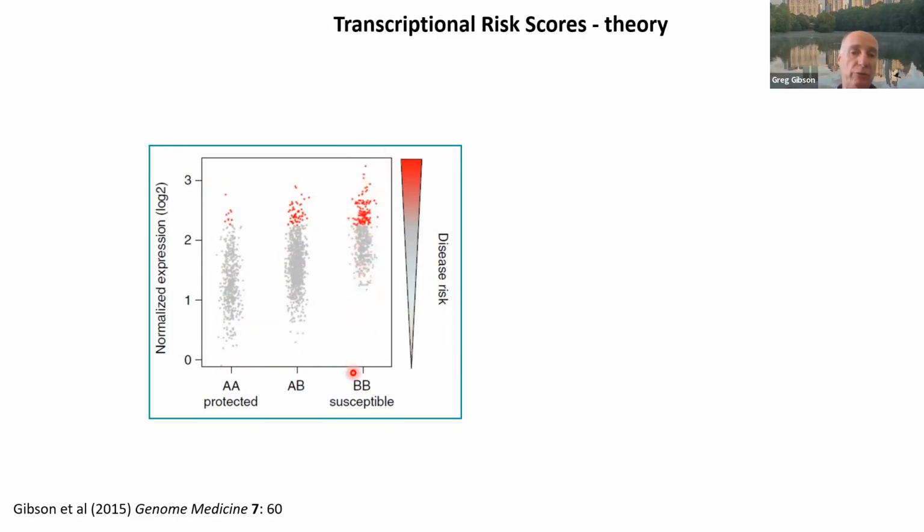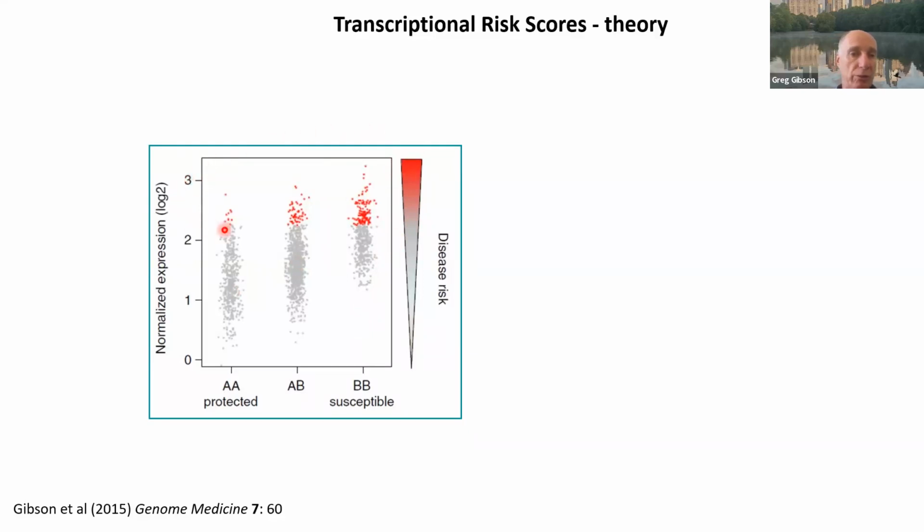This is the risk variant. So individuals with this combination are more susceptible to disease than individuals with a protective variant, and heterozygotes are halfway in between. Well, if you think about it, and this variant is mediating disease through gene expression, then actually the individuals most at risk of developing disease aren't all of these.